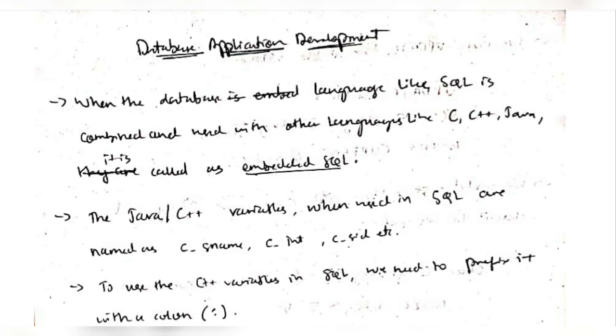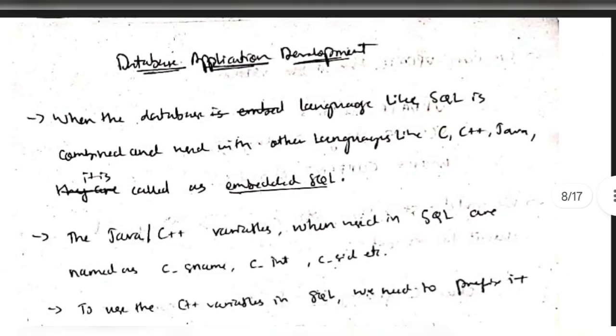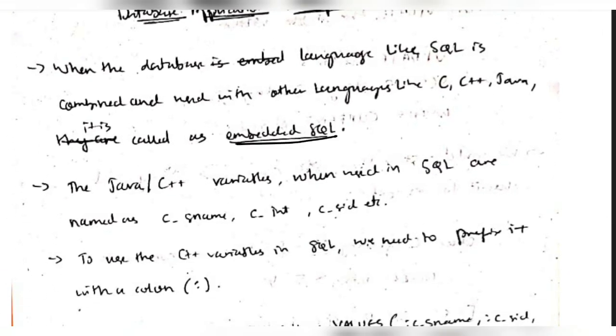Let's move to the main topic of the module, which is database application development. Here we'll be embedding C, C++, and Java with SQL, because it's mostly needed for interactive applications. So let's see what concepts are mentioned here. What is embedded SQL? The embedding of C++ and Java with SQL is known as embedded SQL.